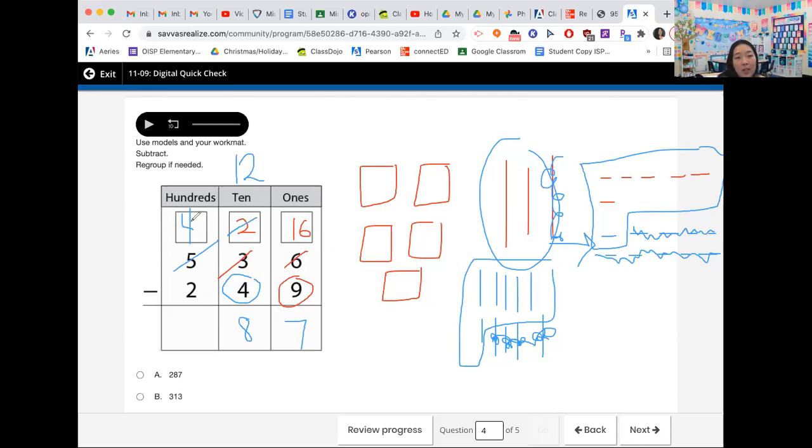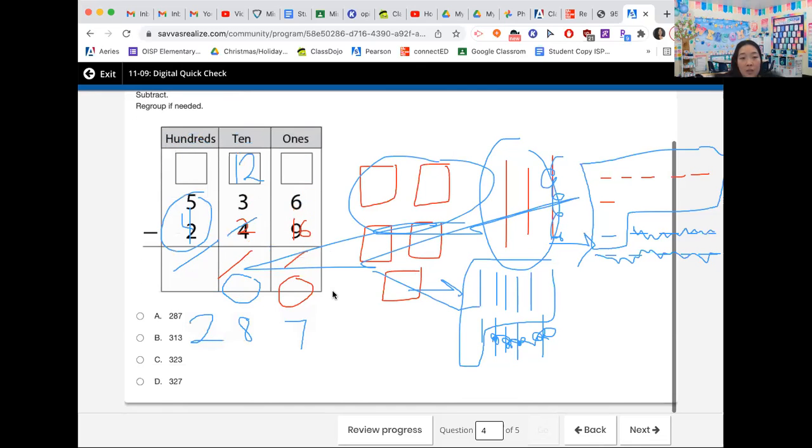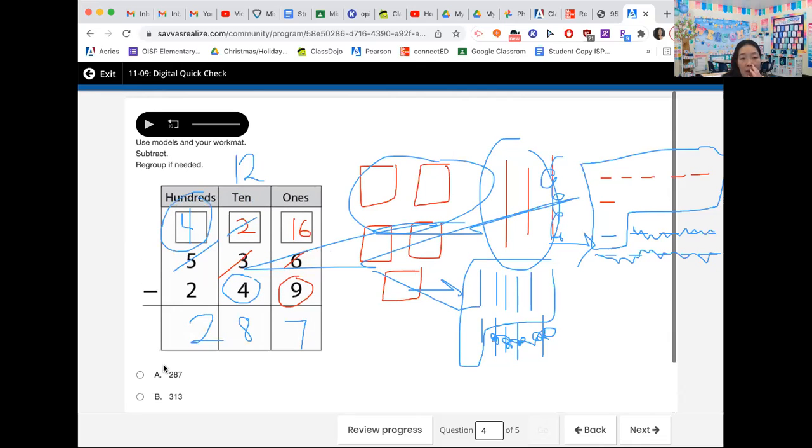And then last one, step 4, take away 2. What is 4 minus 2? 2. So what is your final answer? 287. Okay. 287. All right, last question.